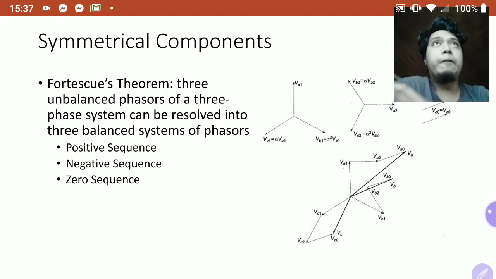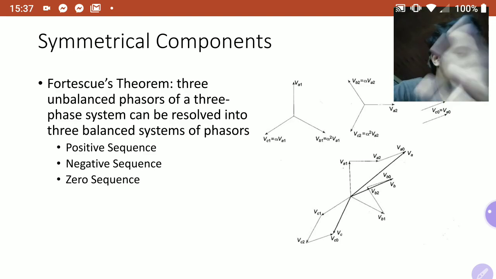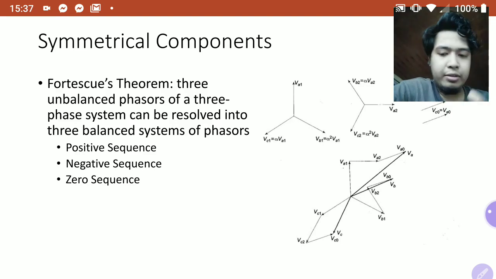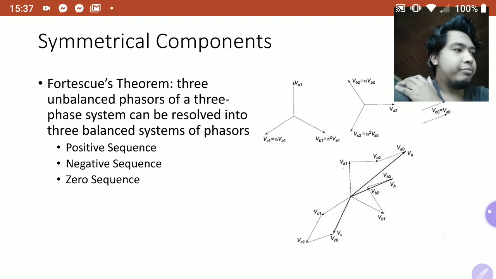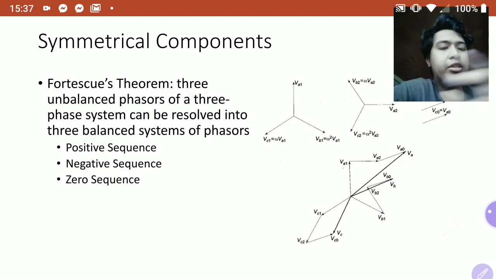Okay, now what we're discussing now is how are we going to analyze a system that experienced a fault that is not symmetric? So what does it mean? It means that at the instant of the fault, your system is not balanced. So how will that happen?